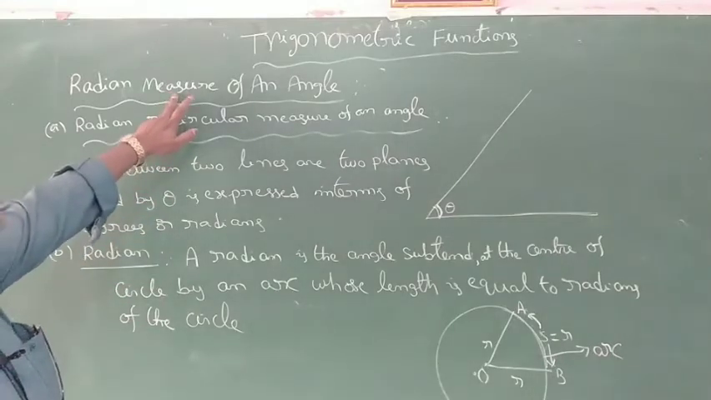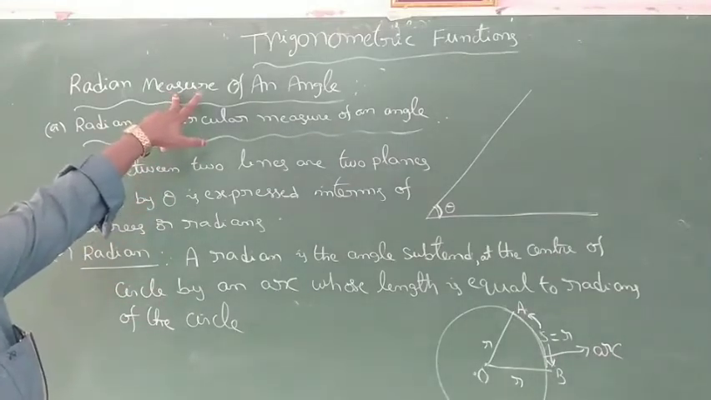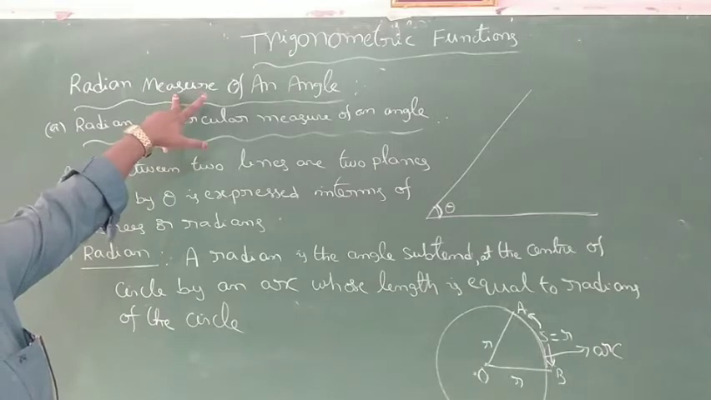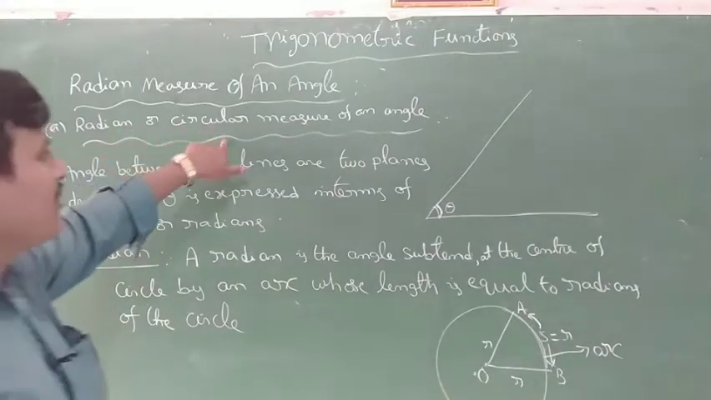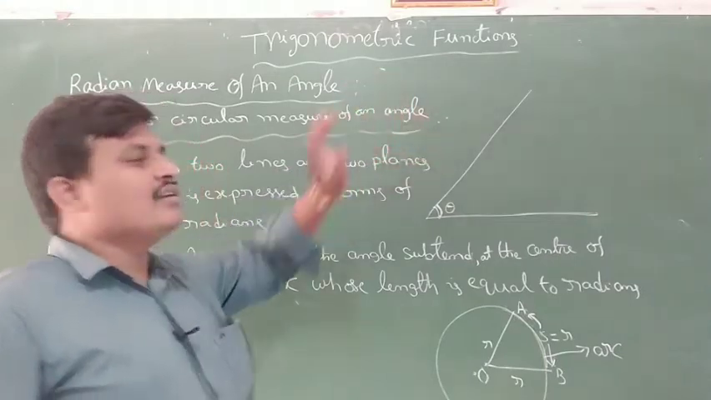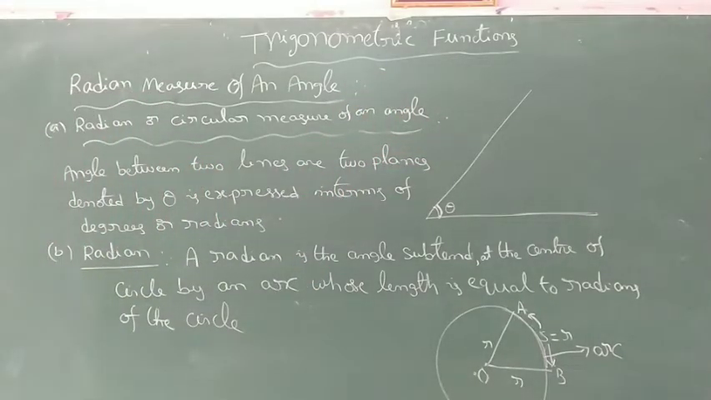Today I will discuss the trigonometric functions. In the trigonometric functions, the first topic is radian measure of an angle. Radian measure, degree measure. The first definition is radian or circular measure of an angle.